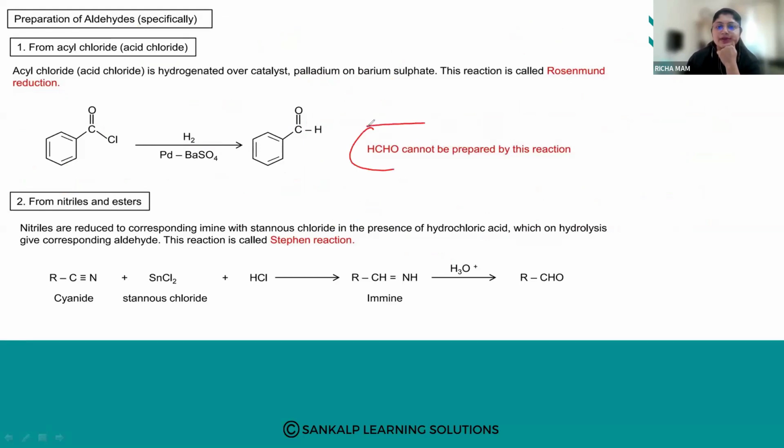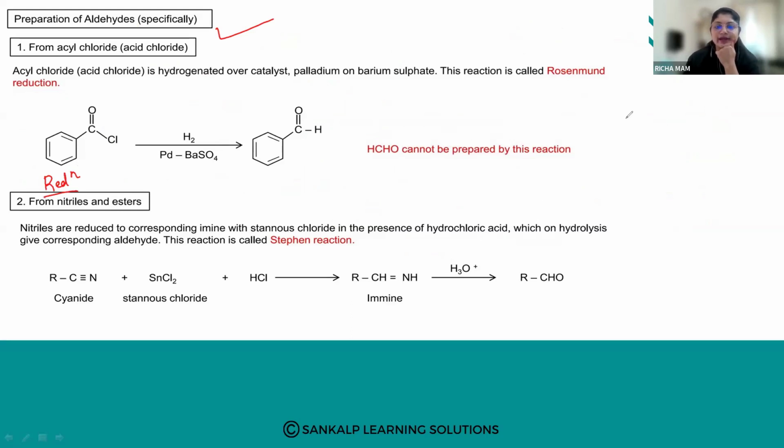So from this reaction, formaldehyde cannot be prepared. Formaldehyde is the first aldehyde. We cannot prepare formaldehyde from the Rosenmund reduction. Next is by reduction of nitriles and esters.